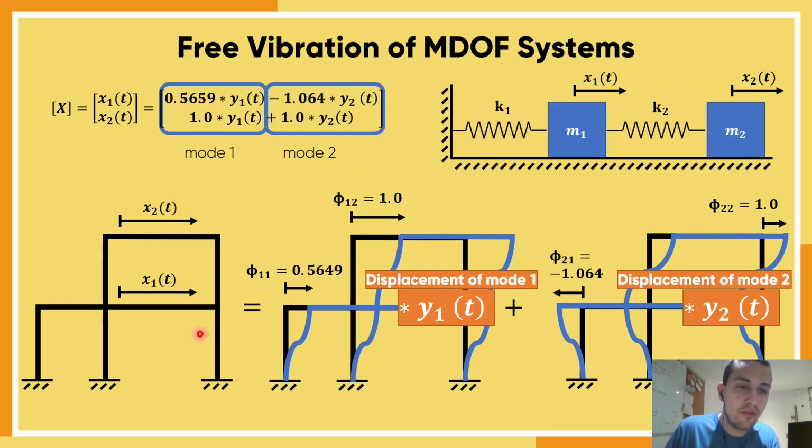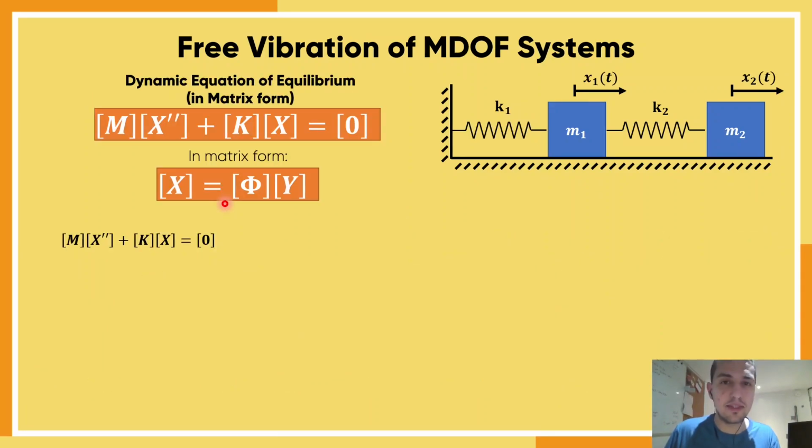And if we want to know the first floor, we just do 10 times this quantity, so 0.5649, plus 5 times minus 1.064. And if we do this combination, we can find the position of mass 1 at that specific point in time. So I hope this makes some sense at the moment.